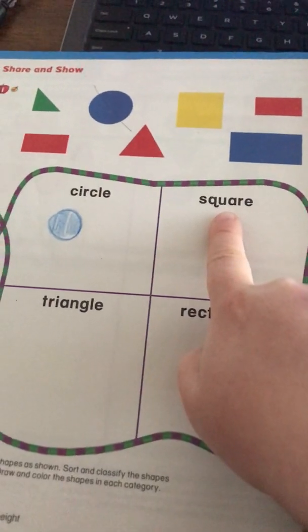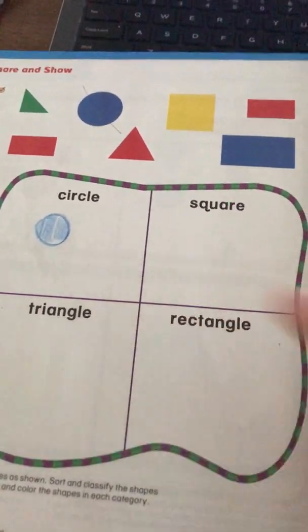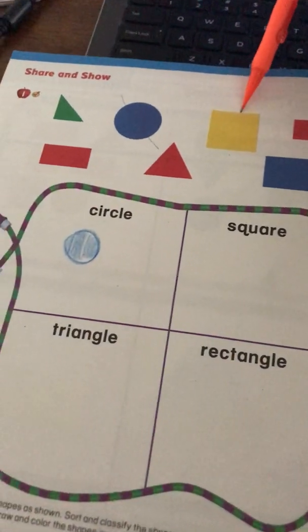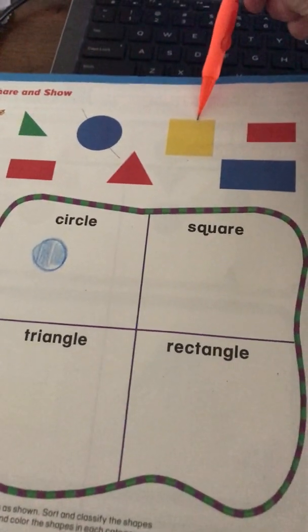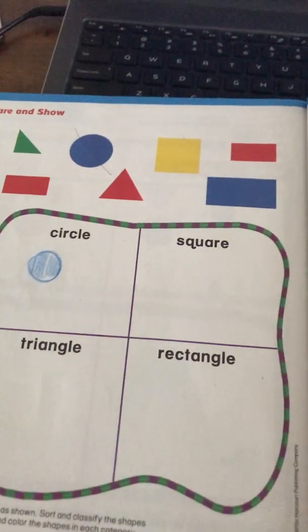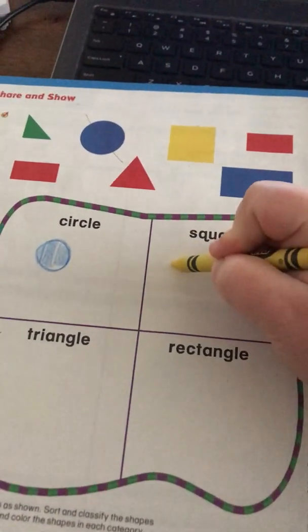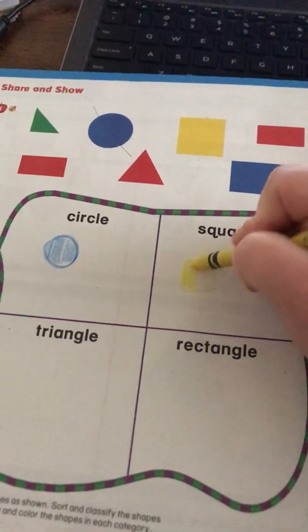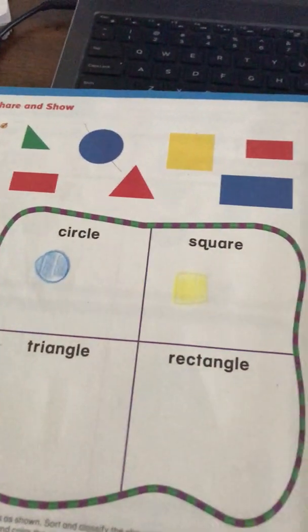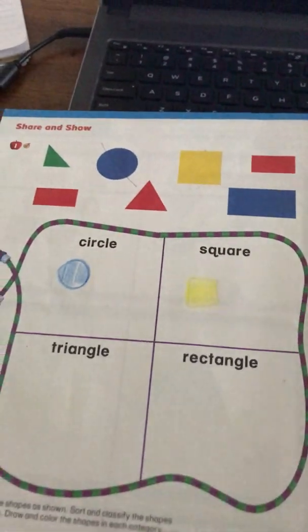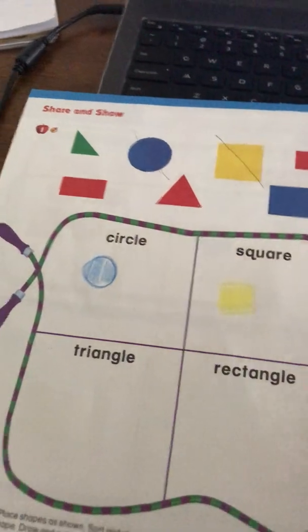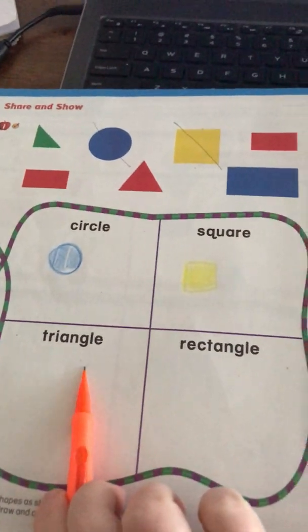How many squares do you see? I see one square. And it's yellow, so I'm going to make a yellow square underneath where it says square. How many triangles do you see? Whoops, forgot to cross out my square. How many triangles do you see?